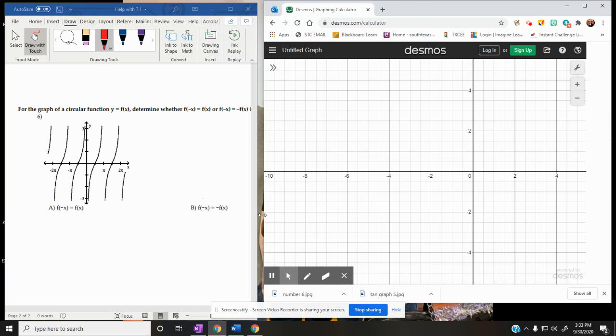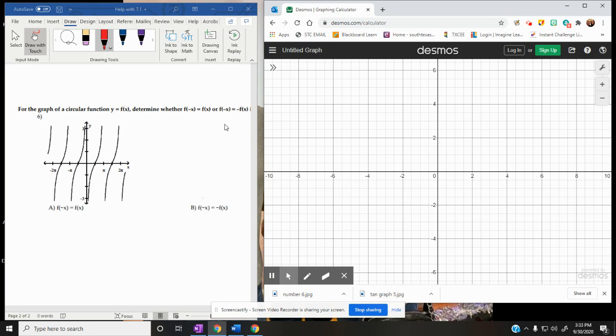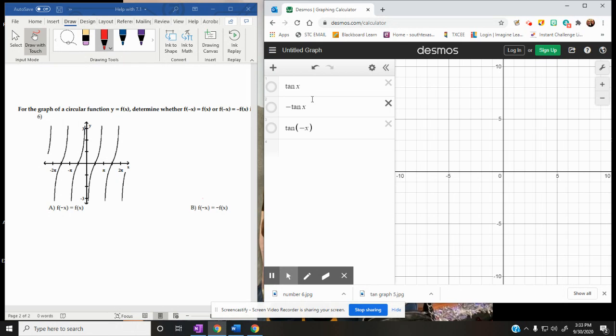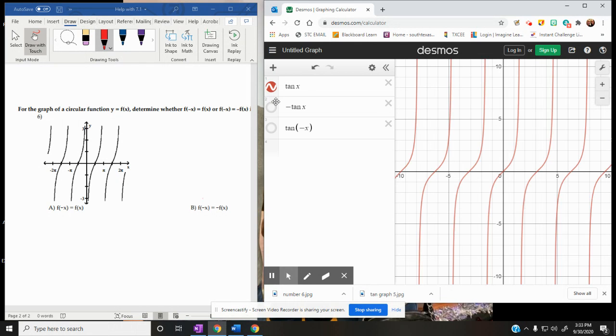So what kind of function is it? I kind of gave it away. The function is a tan. So we have this graph right here, this tan. What it's asking you is to compare two different ones: compare the positive tan with that of a negative x.